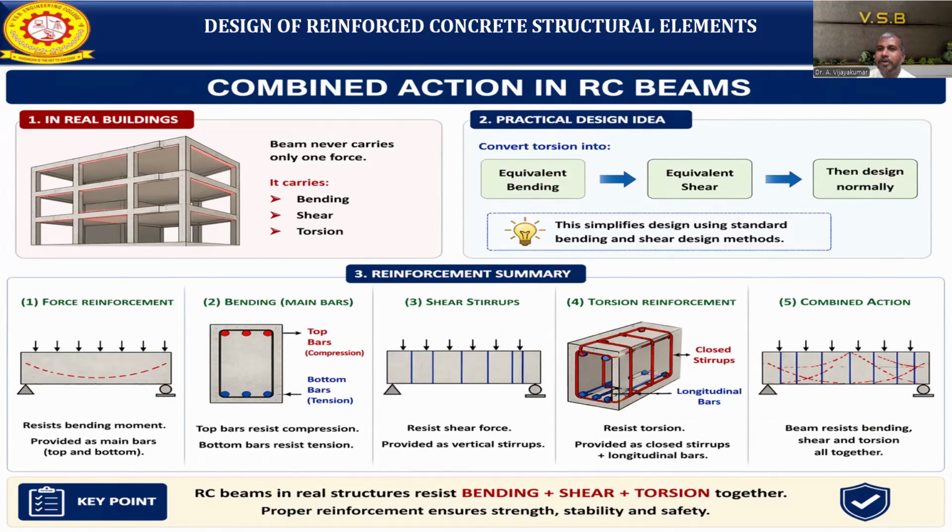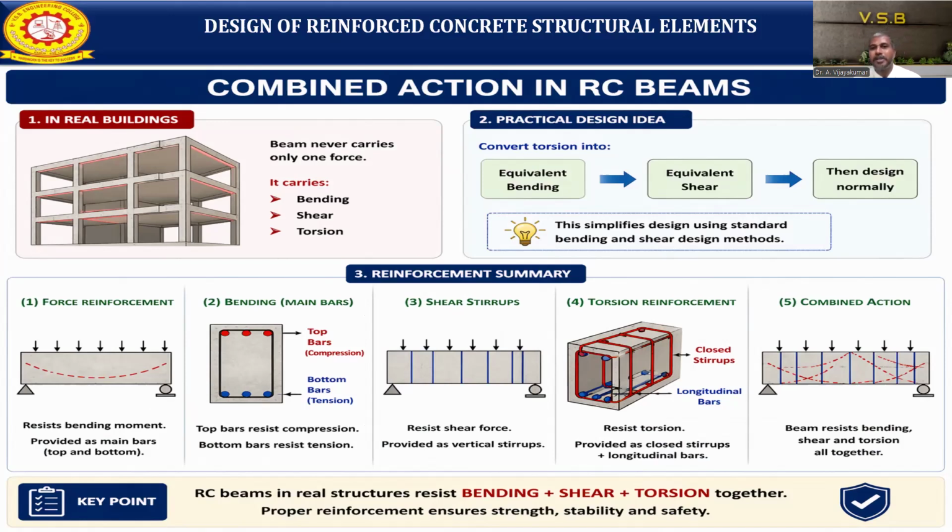What we need to do is convert them into an equivalent bending moment and equivalent shear. Then we go for the normal design of the structure. The beam is a real structure that resists the bending as well as the shear as well as the torsion, all together. All three forces will be there. This is practical and possible. We cannot expect only one force to be acting. We can say all three forces act together.